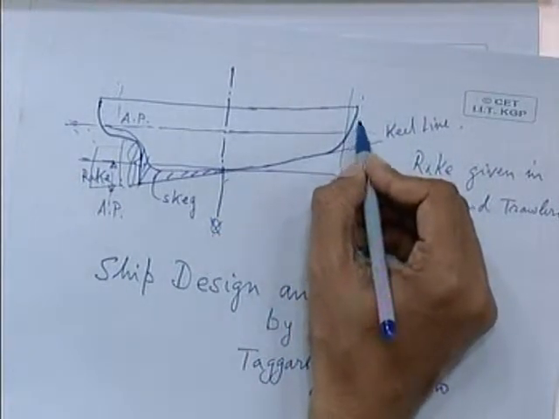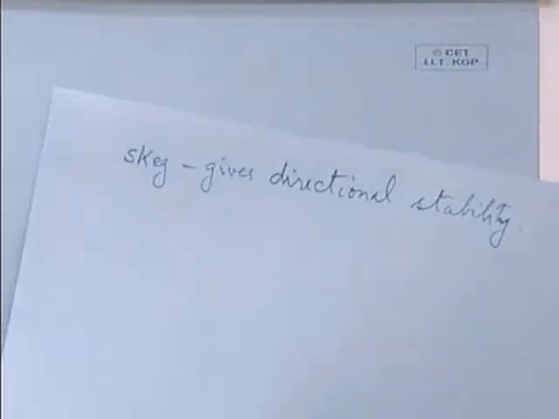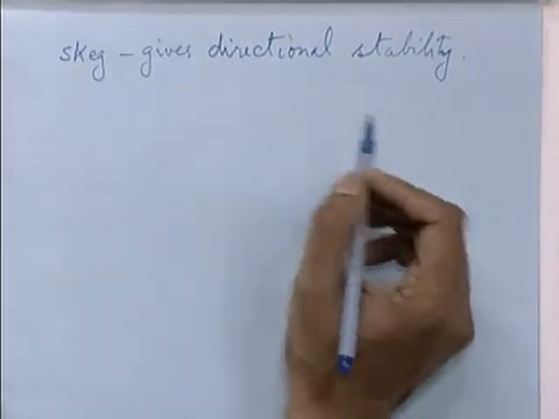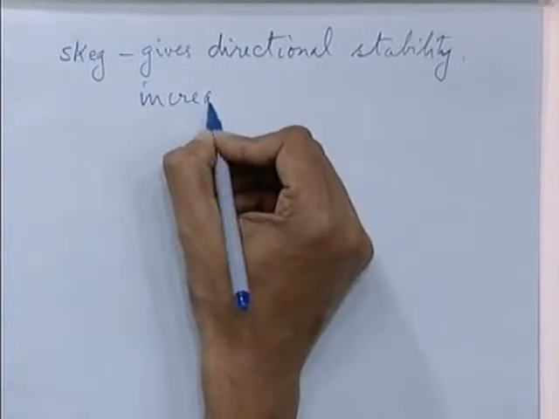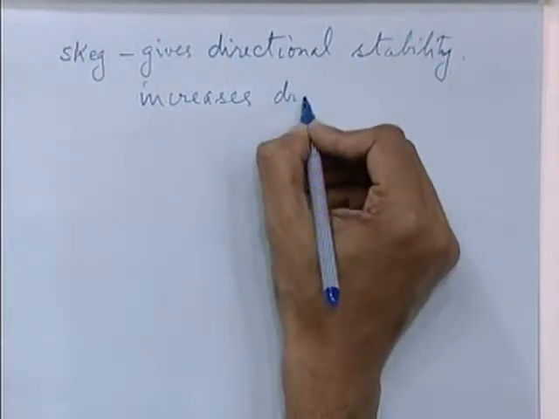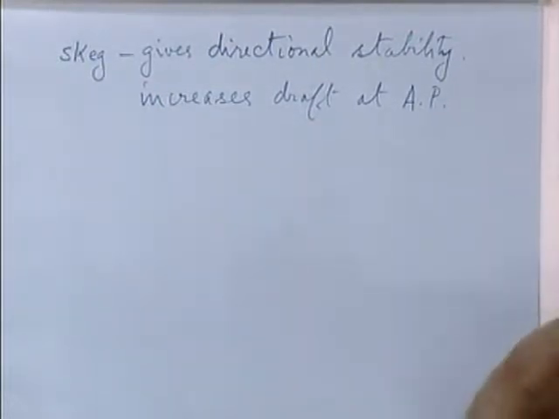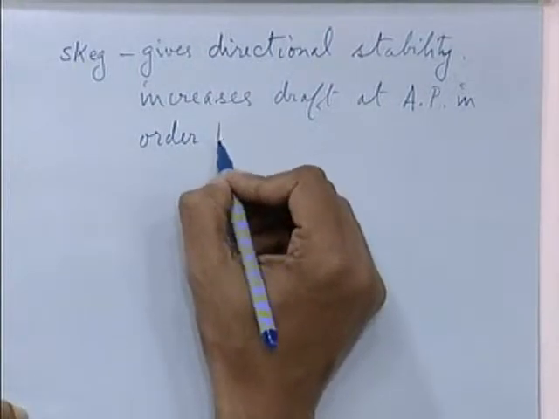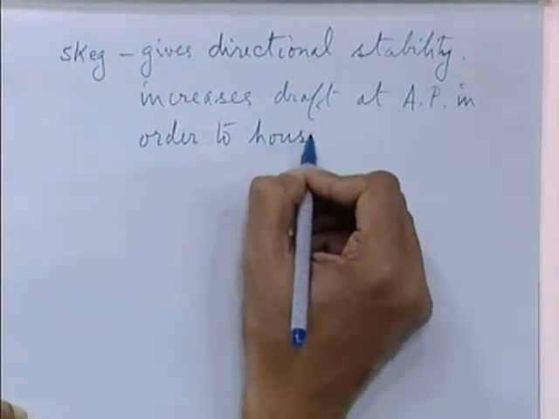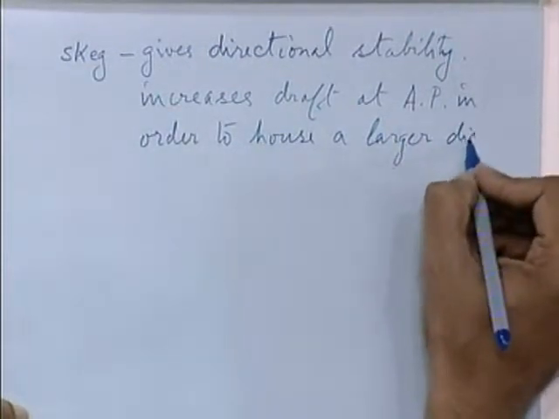So, these are some of the points one has to remember when one makes the lines of a fishing trawler or a tug. So, this gives directional stability, it increases the draft at the after perpendicular. Why is this necessary? In order to house a larger diameter propeller.